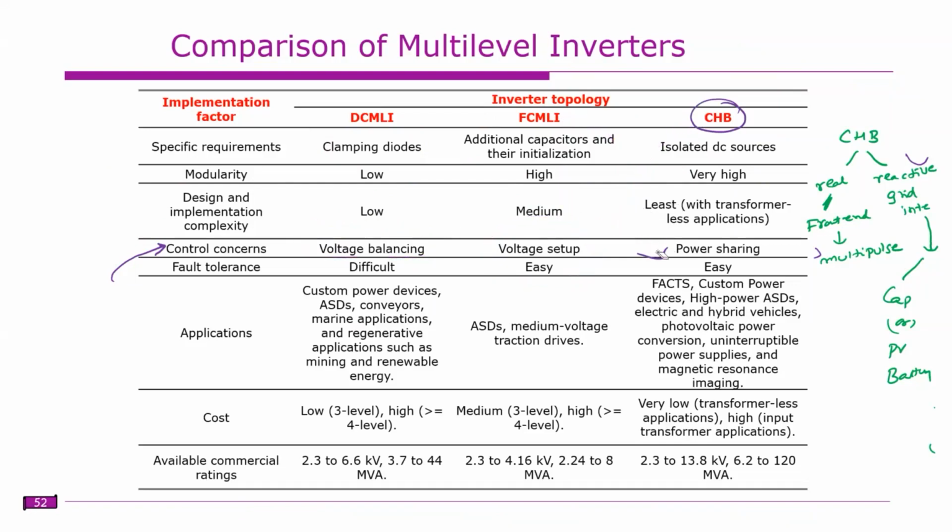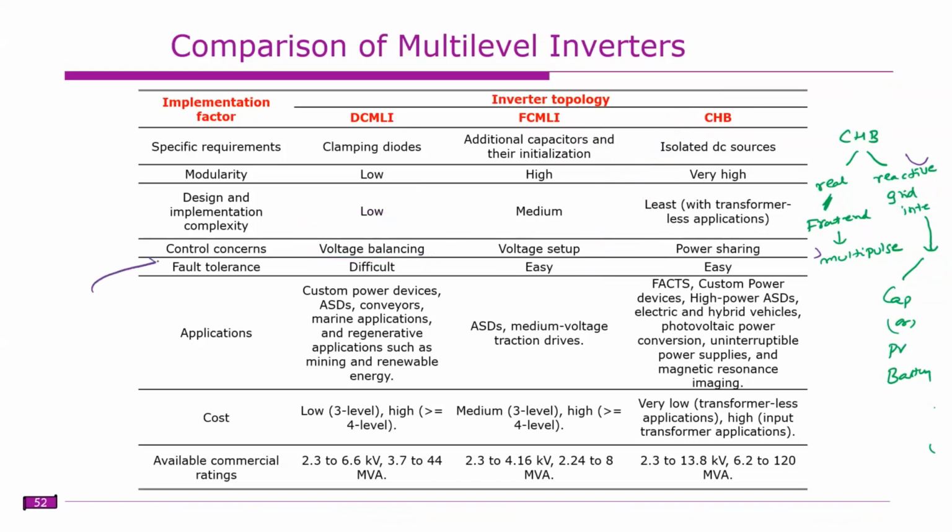So everyone is having their own disadvantage when it comes to this control concern. In case of diode clamped, voltage balance among the DC sources is complex. In case of flying capacitor, precharging and maintaining the voltage across the flying capacitor is complex. In case of CHB, the power sharing among the isolated DC sources, or among the PV cells or among the batteries, is the complex thing.